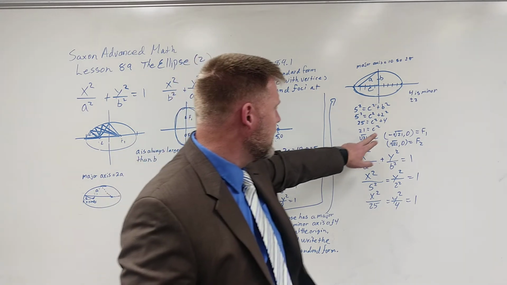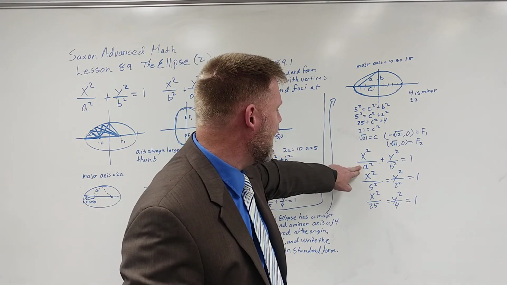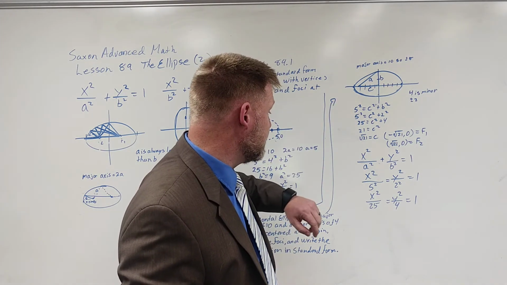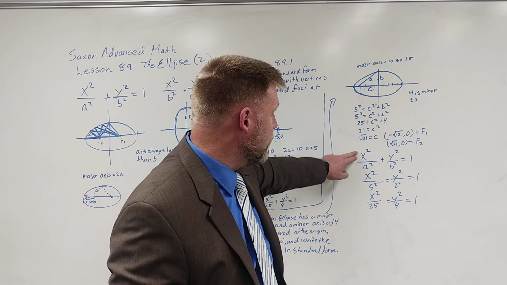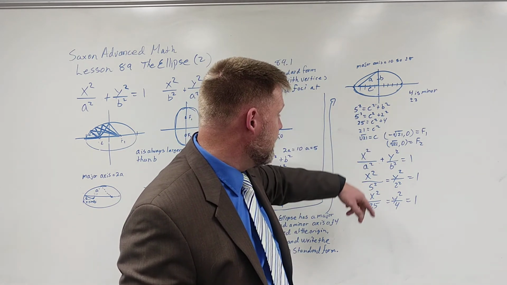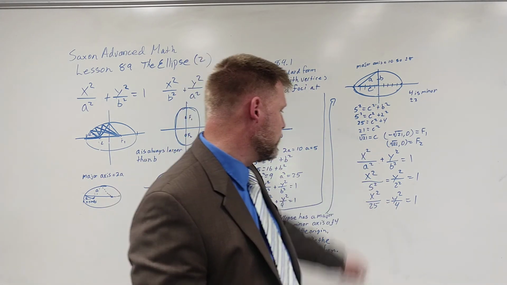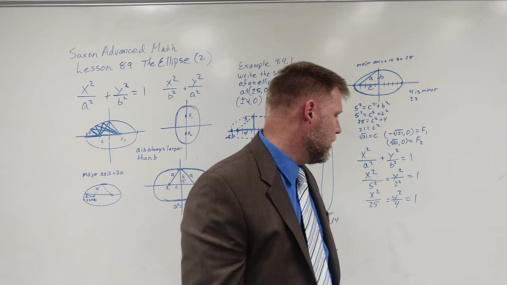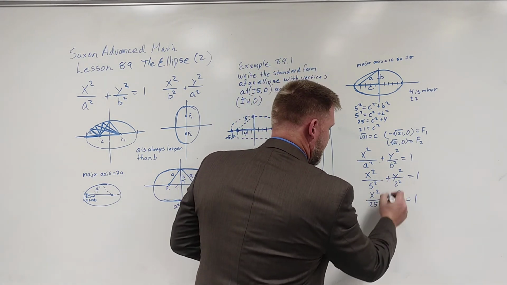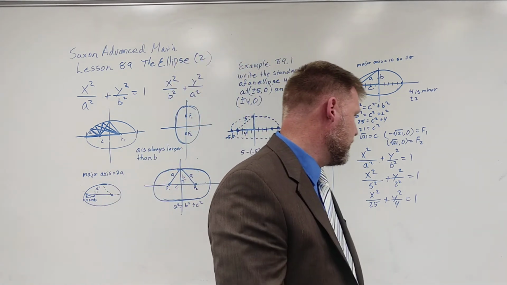So next thing I do is I need to write the equation. Well, I know that it's going to be the A squared under the X because it's a horizontal ellipse. So I'm going to put X squared over 5 squared. My B squared, which I found already, was plus or minus 2, over 2 squared. X squared over 25 plus Y squared over 4 equals 1.